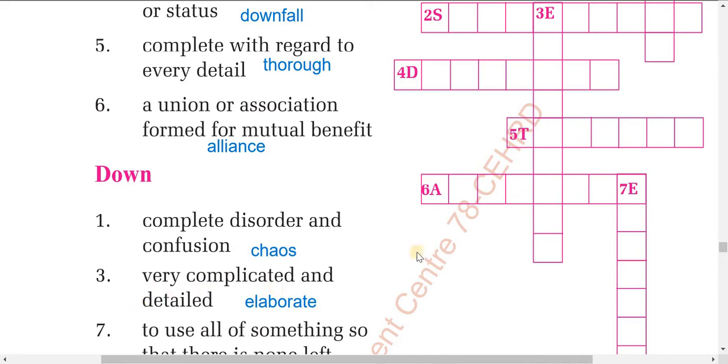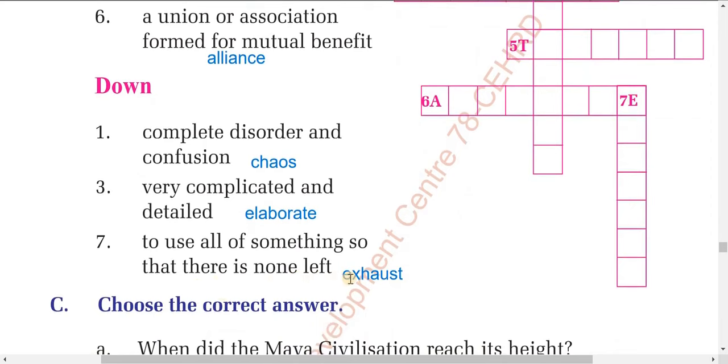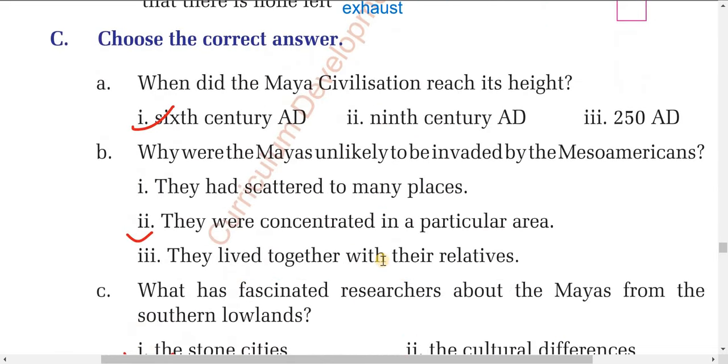Now three: very complicated and detailed. Here, three, one. E-L-A-B-O-R-A-T-E, elaborate. Now seven: to use all of something so that there is none left. The word is exhaust, E-X-H-A-U-S-T. Now, dear students, choose the correct answer from here.